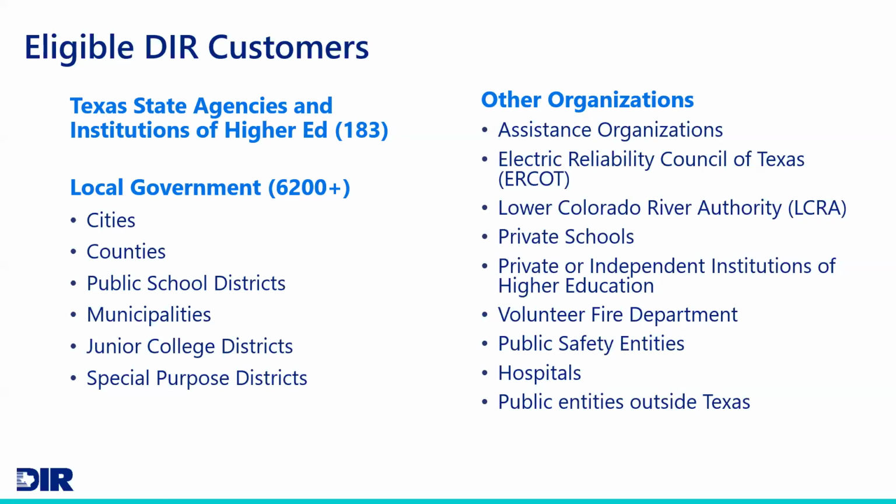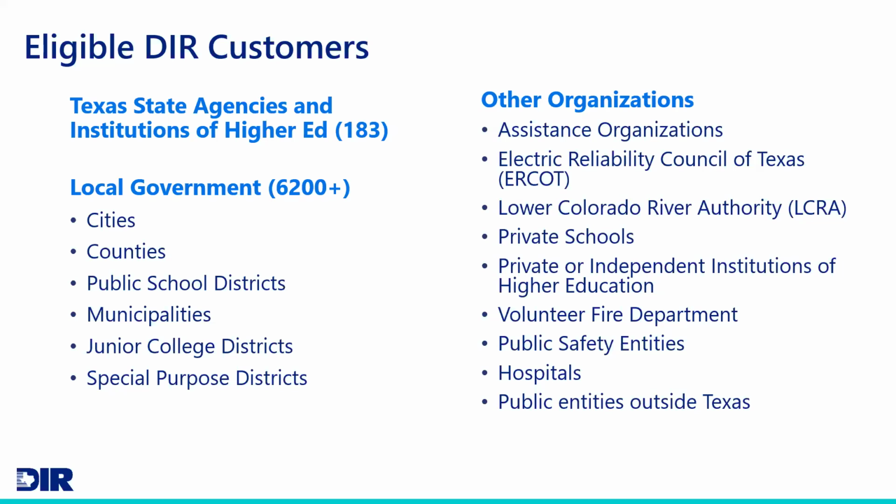We also have other organizations who are also eligible to procure through DIR's contract offerings. That includes assistance organizations as defined by the Comptroller's Office, ERCOT, LCRA, private schools, private and independent institutions of higher education, volunteer fire departments, public safety entities like 911 centers, hospitals. We all know that the medical industry carries a high degree of IT about it anymore.